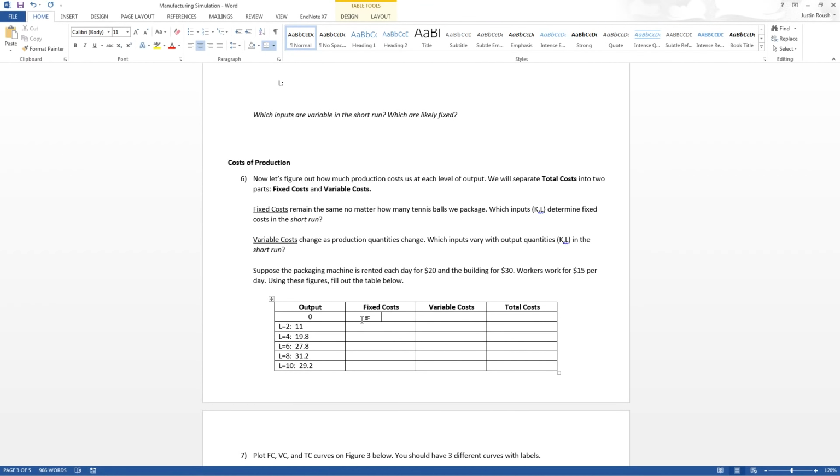In the short run, yes. Remember, we still have to pay the rent for our building and the rent for our machine, whether we use them at all. So the $20 and $30 here, $50, we pay for those items. But what about workers? Well, we didn't hire any. And in this simple model where there are only variable input, not going to cost us anything. So what are our total costs then? 50 plus 0, 50.